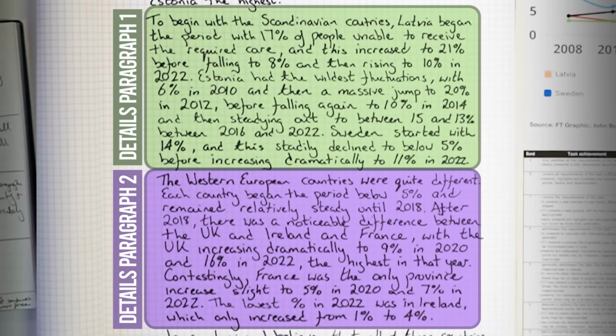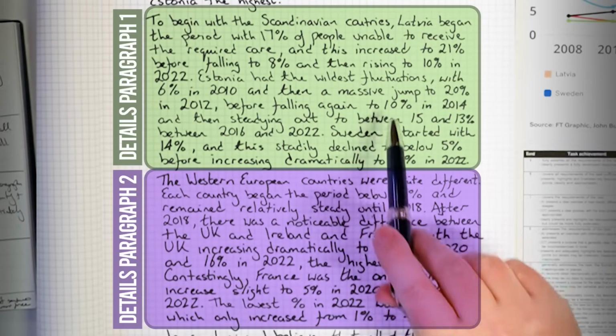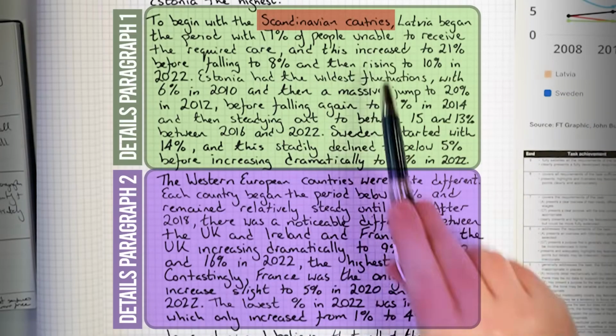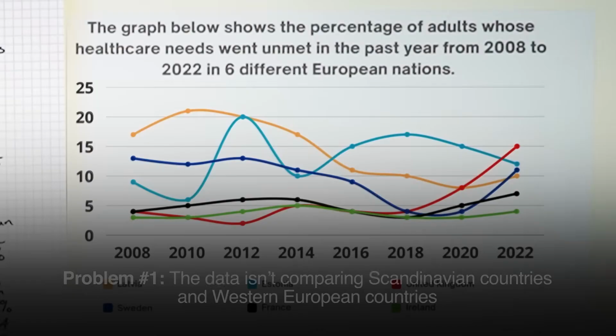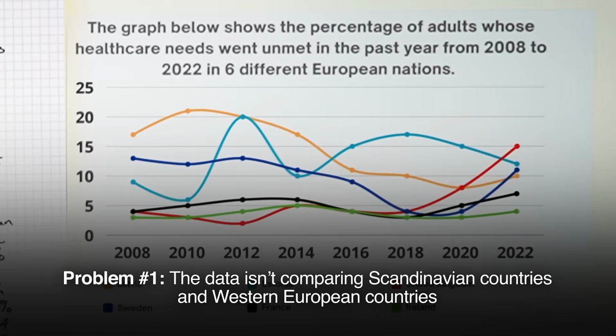So what this student has done is they've grouped the different countries together into Scandinavian countries and Western European countries. So there's two problems with this. Number one, the data is not comparing Scandinavian and Western European countries. That's not the purpose of the data. So again, this comes from students bringing in their own data from their own brain. They're looking at the data and they're thinking, okay, there's some Scandinavian countries here, there's some Western European countries in here, I understand what that means, let's put them together. That's not what the task is asking you to do.